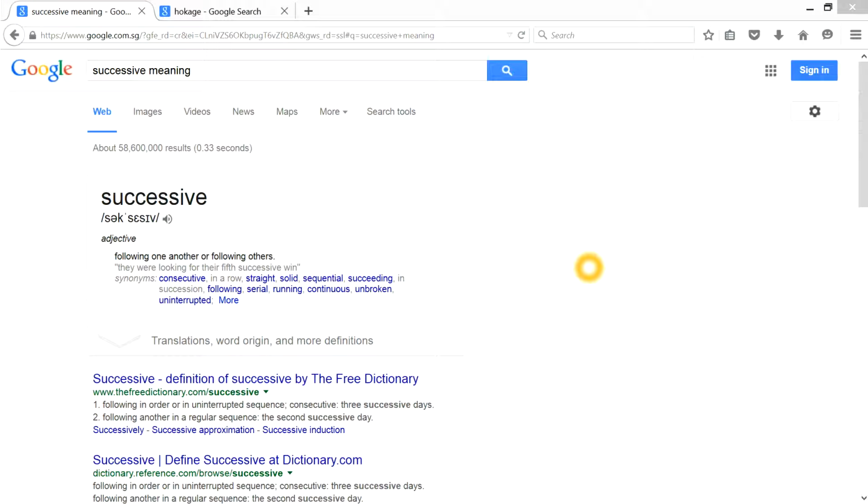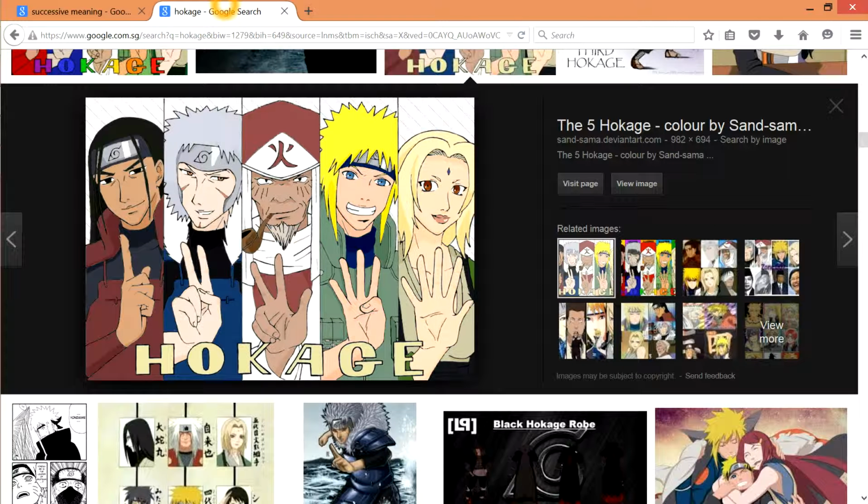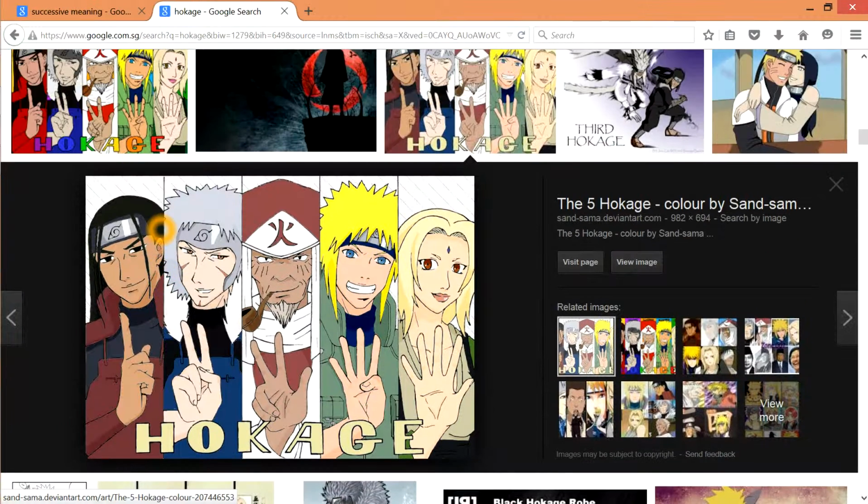Differentiation is, by definition, successive, which means following one another or following others. If you still don't know what this is, whether you have watched Naruto or never watched it before, never mind, I'll just introduce you to Naruto. So what is it? Is Naruto linked to math?